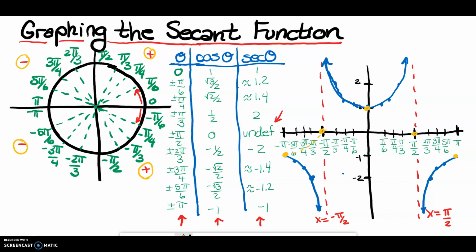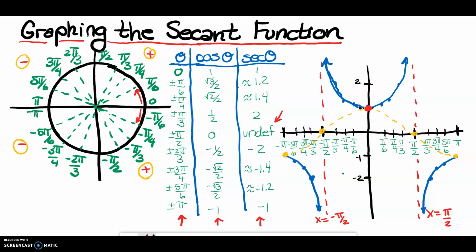And I know the cosine is not part of my secant graph, so I'm actually going to just dash it in. All right, so it is really easy to graph the secant function if I realize that my cosine function, right? If I graph my cosine function, what points do I get?